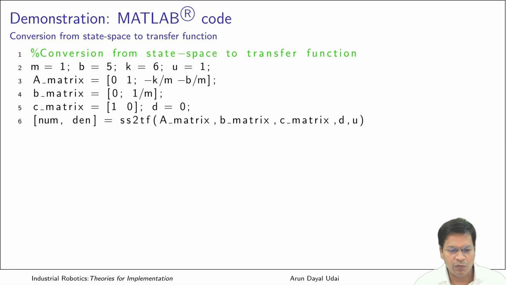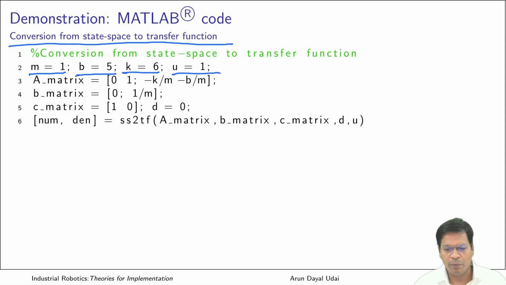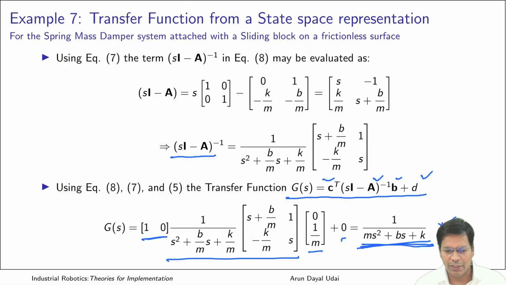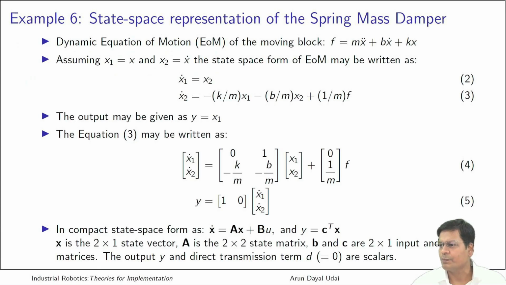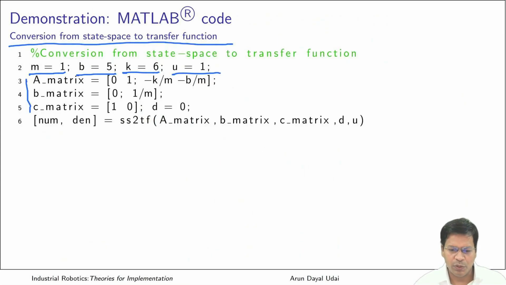So yes, conversion from state space to the transfer function is also possible in MATLAB. Your system goes here, M, B, K, and your input. So here are the A matrix, B, C matrix you can define. You can extract them directly from your earlier slide, the A, B, and C matrices. All those are available here. You simply put them here, and now state space to transfer function. So straight away you can get the numerator and the denominator.